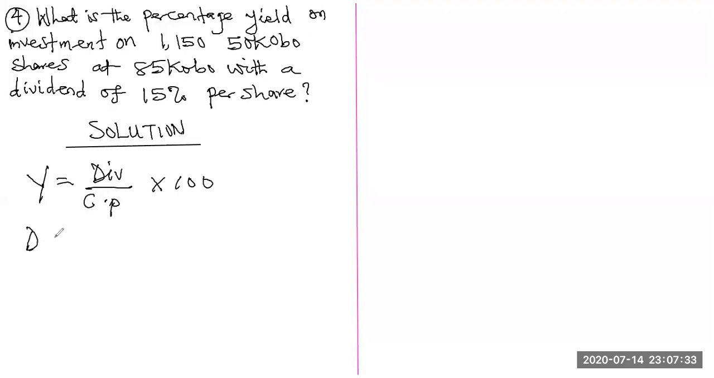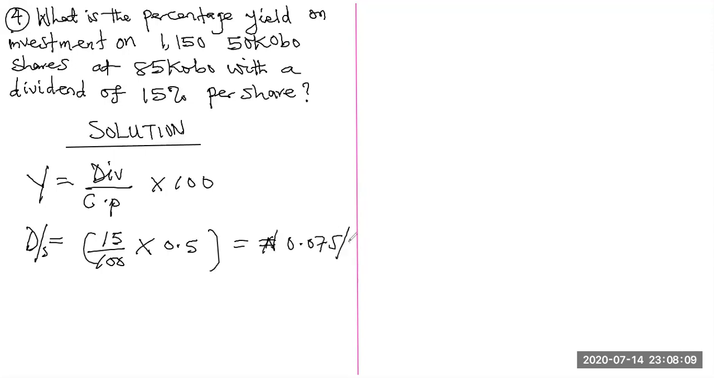So dividend, we know our dividend is equal to a percentage of the nominal value. What's the nominal value? They say the nominal value is 0.5, 50 kobo, that's the name of the share, 50 kobo shares. So we now say a percentage of it will give us 15 over 100 multiplied by 0.5. This is for 1, so I'll call it dividend per share. And when we solve this, we are going to have 0.075 naira per share. So this is what I told you. Sometimes they put it this way, so they are only giving us extra work.